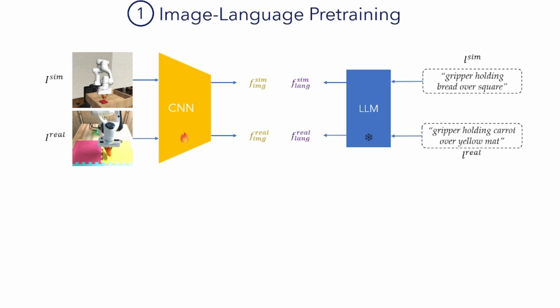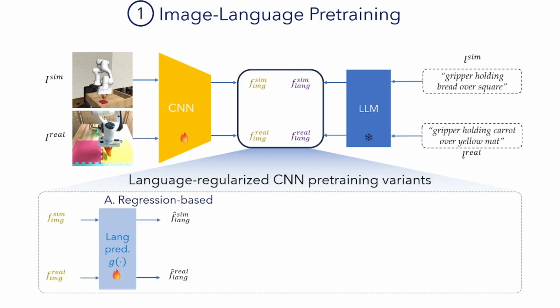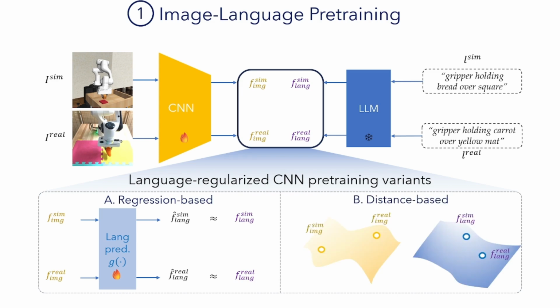We propose two pre-training variants. A, regression-based. The CNN must predict the language description embeddings of an image observation. However, we thought that predicting the exact language embedding value might be too strong of an objective. Thus, we additionally explore a relaxed variant, distance-based. The proximity between a sim and real image embedding should represent the similarity of the corresponding language descriptions.